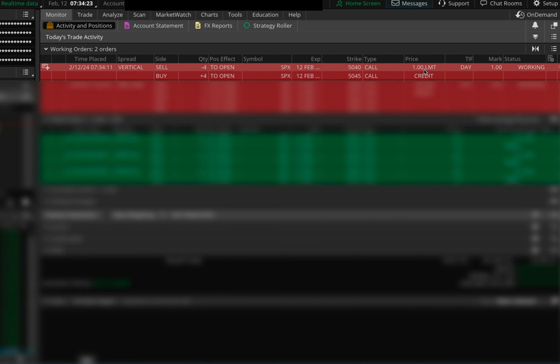Okay, so here we are. We're asking for $1. There's $1 right there. We'll probably get filled on this. Come on, dollar. We're asking for $1, and it's showing the mark is between 95 and $1. So we'll just sit here and wait and see if we can get filled. It may come down to 95.